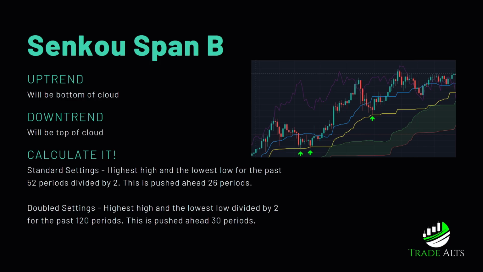they both get calculated differently, but at the end of the day, they both get pushed out the same periods in front of you, if that makes sense. The calculations are different, which is why you have these different levels here: Senkou span A, Senkou span B, but they're both forecasted out the exact same amount of periods. For your double settings, it's the highest high and the lowest low divided by 2 for the past 120 periods. Now that value is pushed out 30 periods ahead.